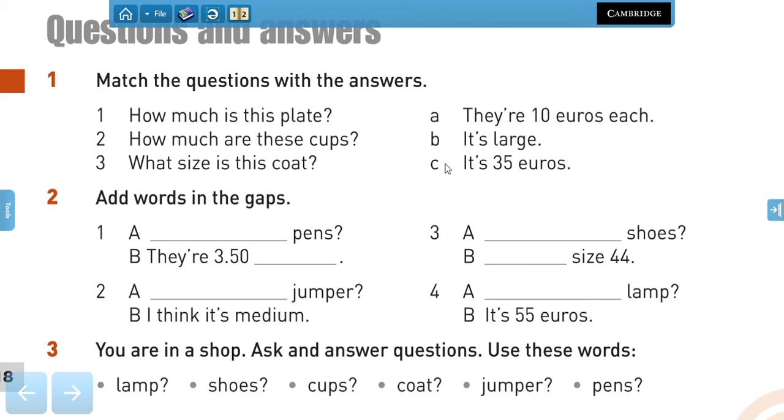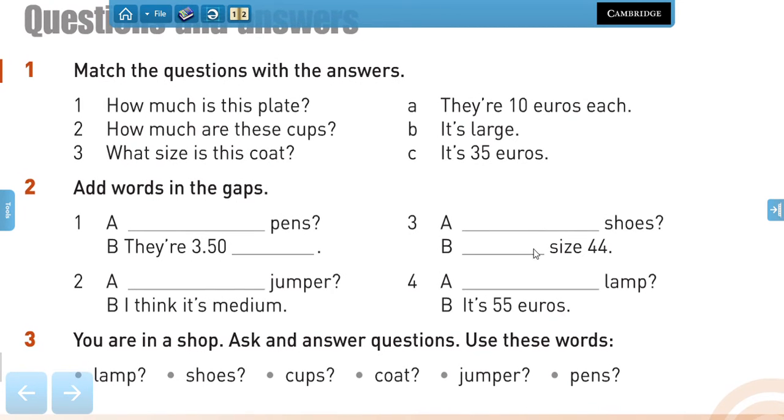We use it because we're talking about singular, right? How much are these cups? The cups, they are 10 euros each. 10 euros each. What size is this coat? It's a large. Very good. Now, add words in the gaps to complete the rest of the sentences. Pause the video and complete the rest of the sentences.